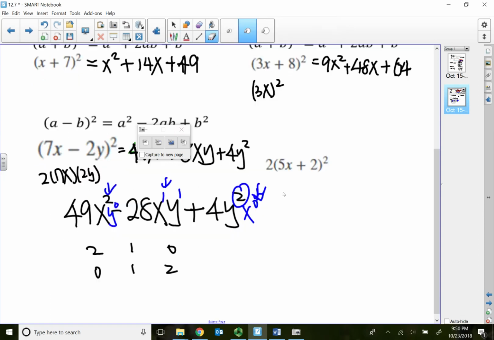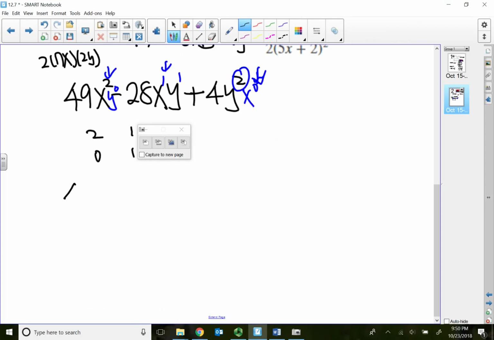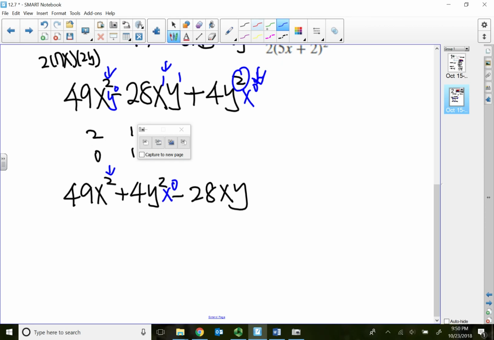And sometimes I don't explain this well enough to students. If I were to say this is 49x squared plus 4y squared minus 28xy, look at the exponent for x. It's 2. Then this term, 4y squared, actually has x to the 0 power. So that will be 2, 0, 1.